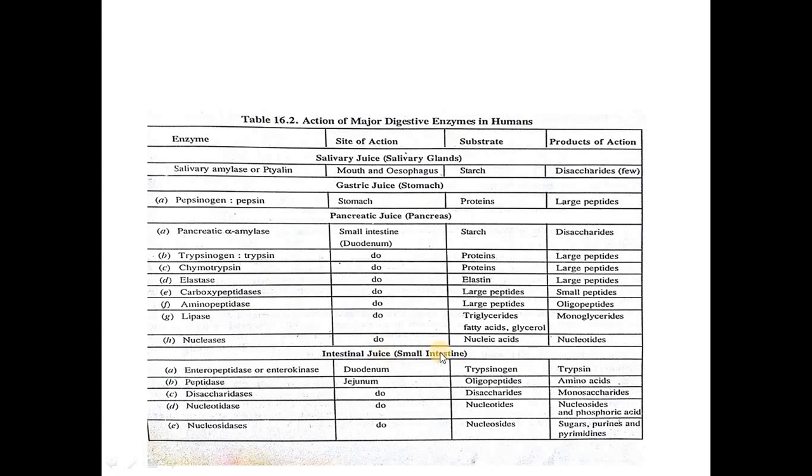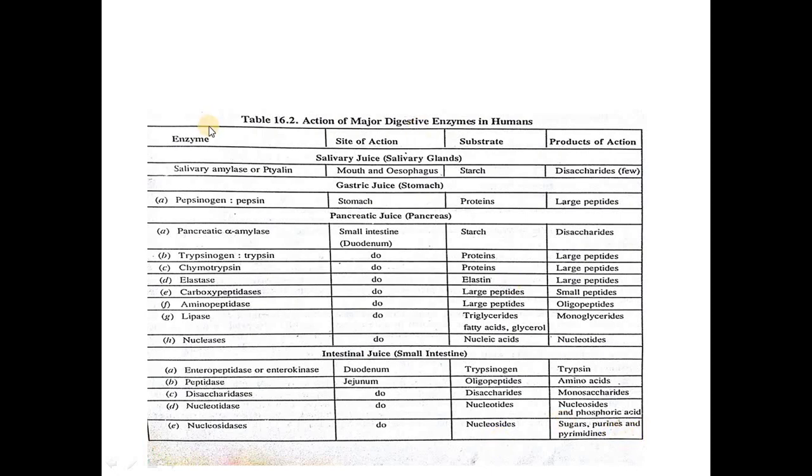Also, the enzymes secreted in the small intestine include enteropeptidase or enterokinase, which converts trypsinogen into trypsin, and peptidases, which are secreted in the small intestine, in the region of the jejunum, which convert the oligopeptides into amino acids. Disaccharidases convert disaccharides into monosaccharides, nucleotidase converts nucleotides to nucleosides and phosphoric acid, and nucleosidases convert nucleosides into sugar, purines and pyrimidines.